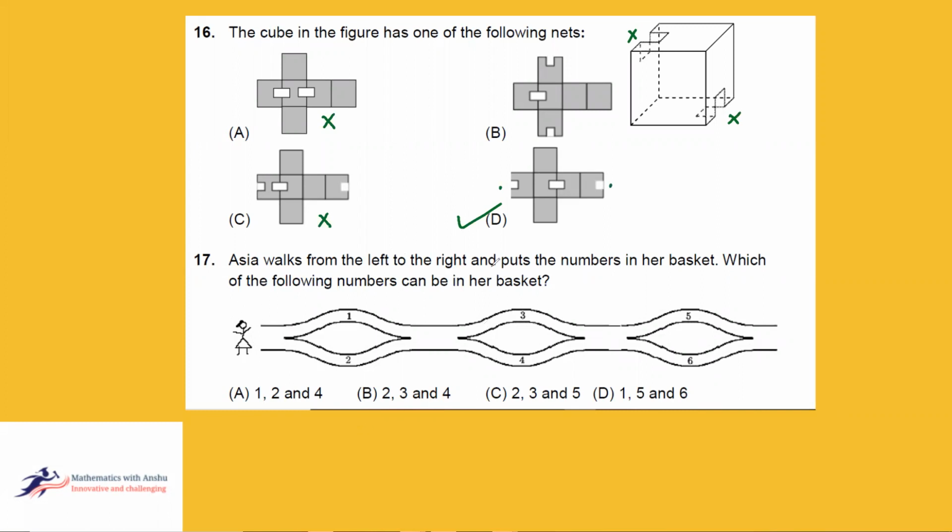Asia walks from left to right and put the number in her basket. Which of the following number can be in her basket? Right. So see, if you go by option, then no need to see. Just by option, if you see 1 and 2 on the same line, cannot be. Now here 3 and 4 in the same line, cannot be. Now just see 2, 3 and 5, possible, right? And see 5 and 6 on the same line, cannot be. So no need to waste time in counting left, right and every direction. You can just fix the problem like this. Let's go to next question.